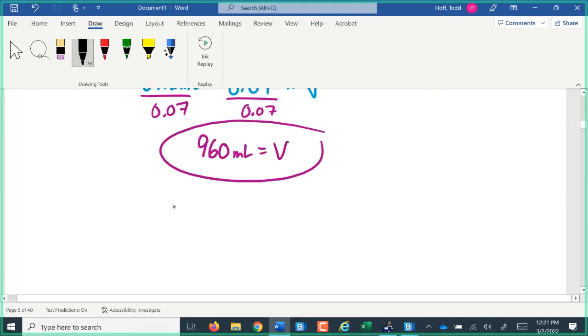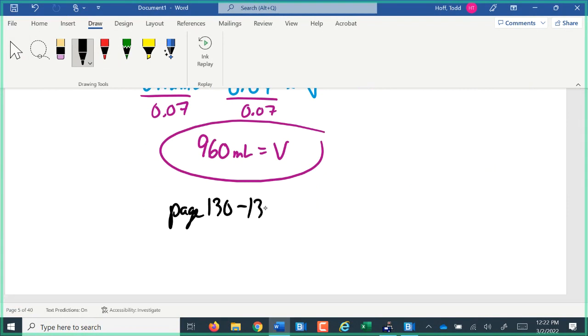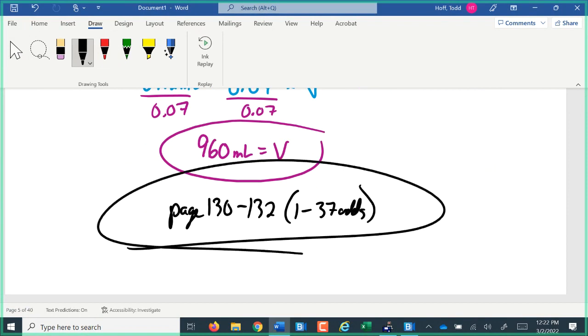So again, your homework, page 130 through 132, 1 through 37, the odds, working with dilutions. Make sure you pay special attention to the word problems, with the lab examples of diluting that solution and figuring out what your true reading has to be.